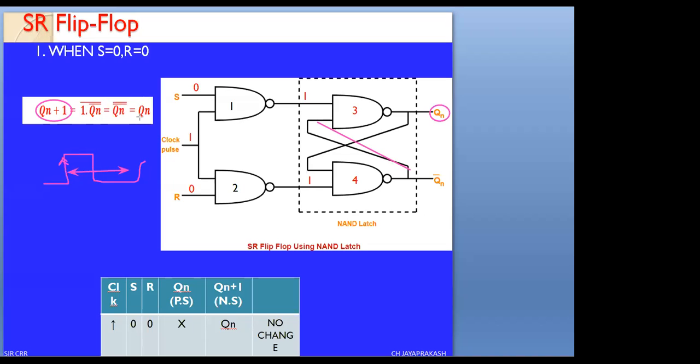Therefore, whenever S equals 0 and R equals 0, whatever the previous value is, the same value will remain. If the previous value is 0, it stays 0, and if it is 1, it stays 1. If Qn is 0, Qn bar will be 1, the complement. This is the first condition.